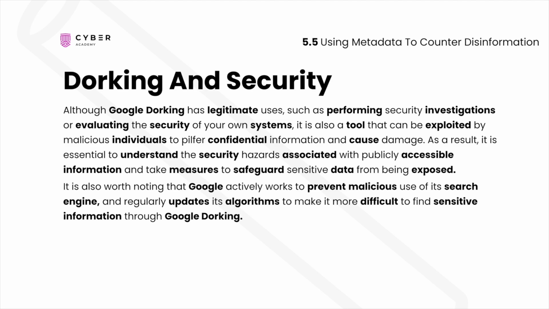and cause harm. As a result, it is important to be aware of the security risks associated with publicly accessible information and to take steps to protect sensitive information from being disclosed. It is also worth noting that Google actively works to prevent malicious use of its search engine and regularly updates its algorithms to make it more difficult to find sensitive information through Google dorking.